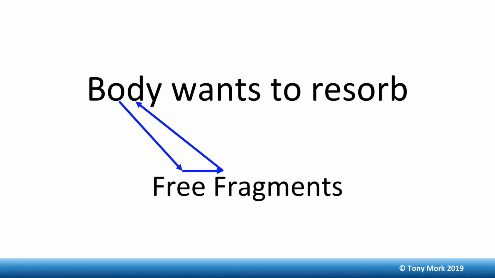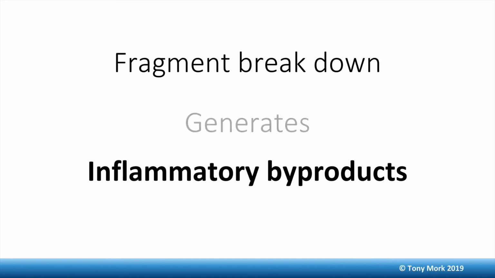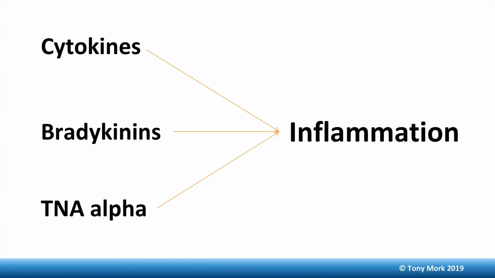So the attempt to resorb them is pretty slow, and unfortunately the fragment breakdown generates some very inflammatory byproducts, such as cytokines, bradykinins, TNF alpha, all of which generate inflammation at the edge of the disc and the annulus. And actually sometimes can leak out, and this is how I believe people can get leg pain without having a disc herniation. These inflammatory byproducts leak out of the back of the annulus and can stimulate the nerves going down to the legs and into the hips, groin, genitals, etc.